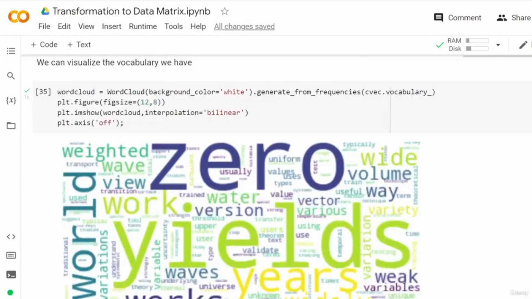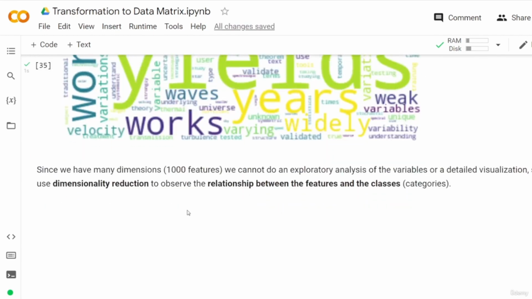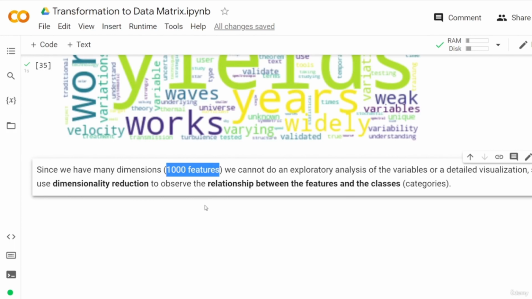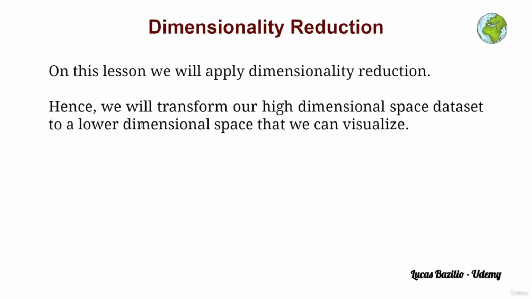We also discussed this in the previous lesson. These are too many features. We are not able to visualize this number of features. Humans are only able to visualize 2 and 3 dimensions in a space. So we have 1,000. What can we do about that? Well, we can apply dimensionality reduction techniques. This is a technique where we transform our dataset with too many dimensions, with a high dimensionality, to a lower dimensional space that we are able to visualize. So here we can choose, for instance, 2 dimensions or 3 dimensions.